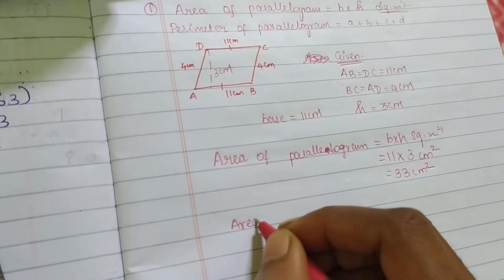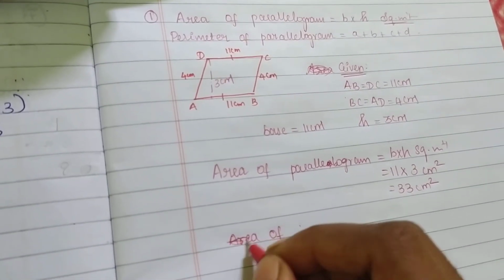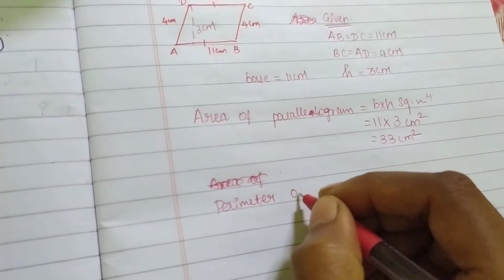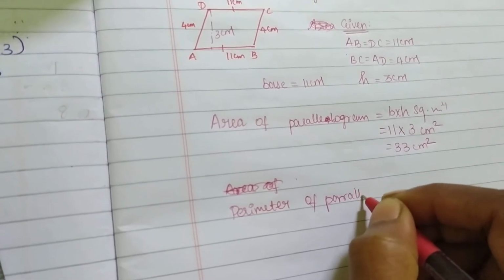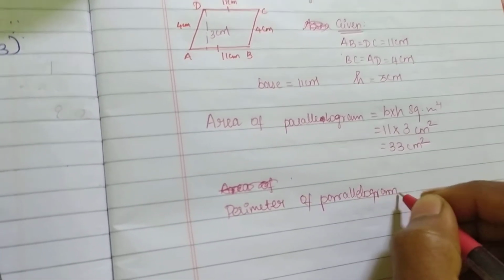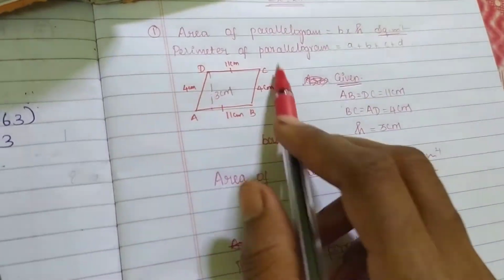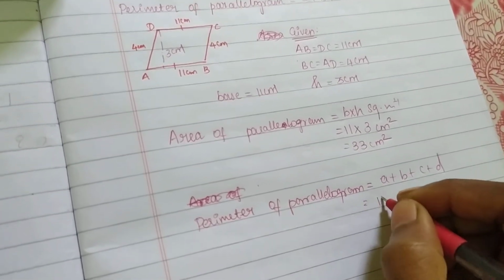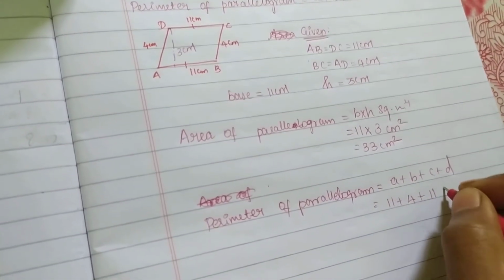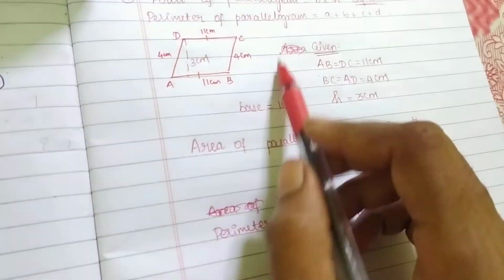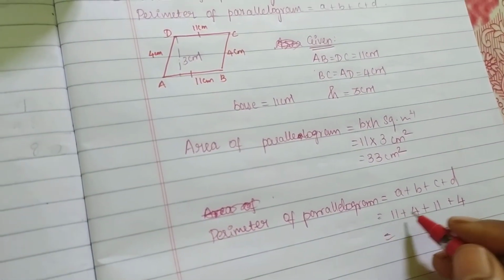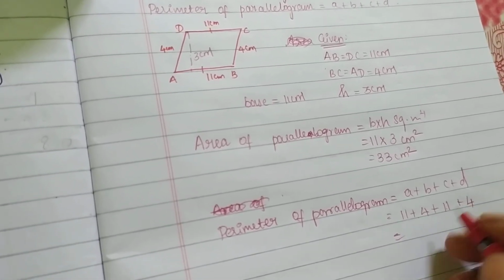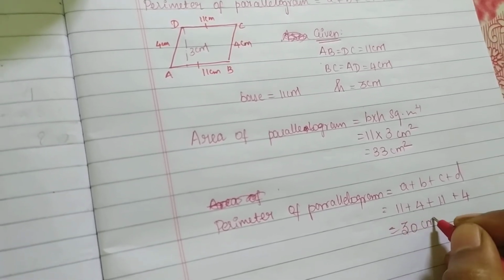Then perimeter of the parallelogram. Perimeter of the parallelogram, what? Adding all these sides, A plus B plus C plus D. That's equal to 11 plus 4 plus 11 plus 4. I can mention this value. 11 plus 4 is 15, and this also adds to 15. 15 plus 15 is 30 centimeter.